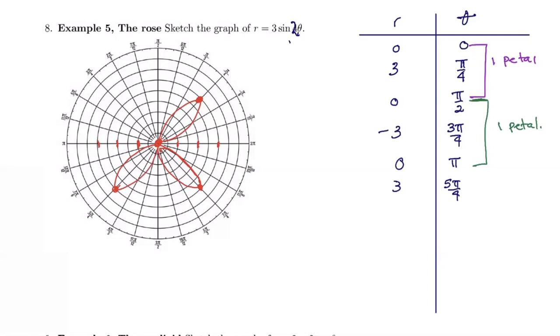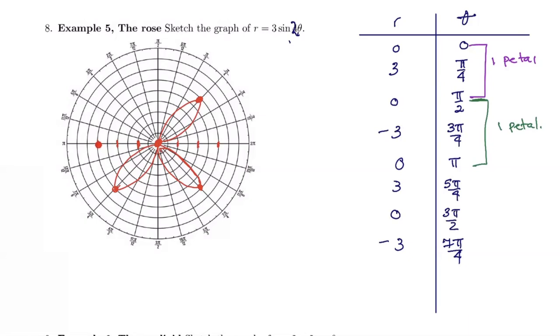And so if we're going to come back, we come back at 3 pi over 2, which will put us at 0. We're then going to go from 3 pi over 2 to 7 pi over 4, which gives us -3. And so we go out -3 and around 7 pi over 4 radians.